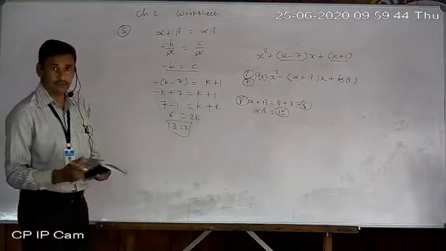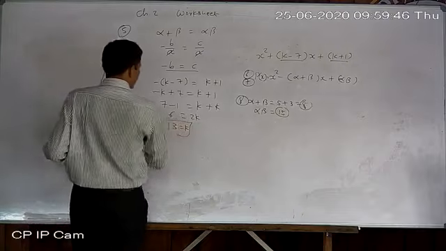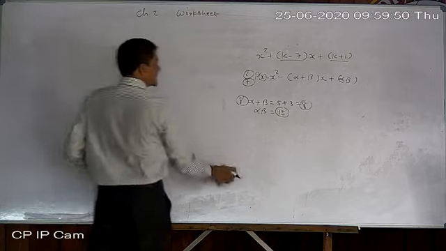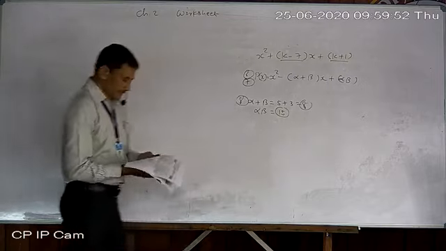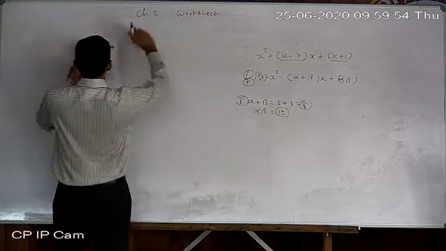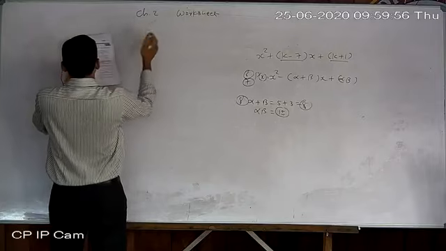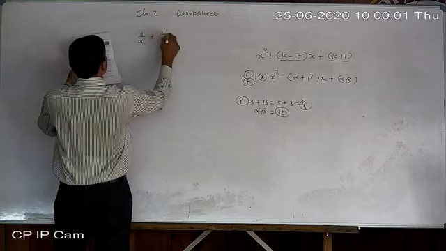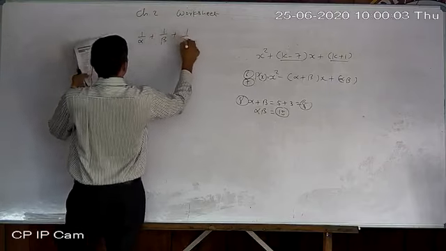Number 9, that is important. In number 9, you may find something different, but just simplify what is asked. It is given to find out 1 upon alpha plus 1 upon beta plus 1 upon gamma.